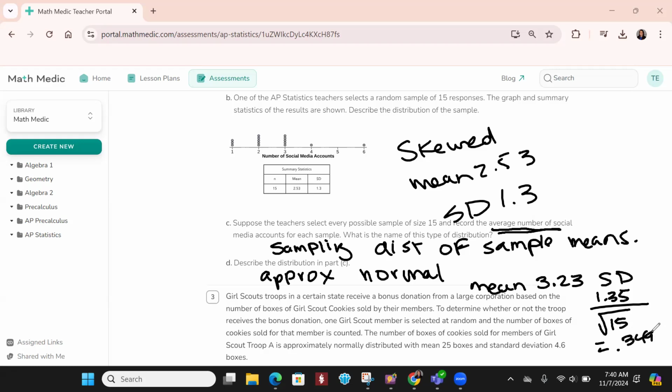So 0.349. So this one right here is describing this one. It's from the original to this one. Yes. We're pulling out a sample of 15 people, so the mean is going to be the same. We're going to be approximately normal because the original is approximately normal. Okay. And then the standard deviation is going to be 0.349. Questions?